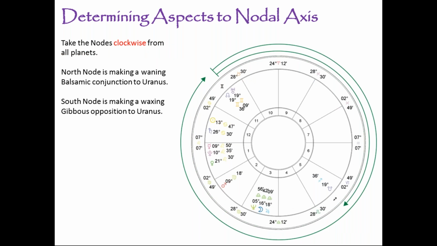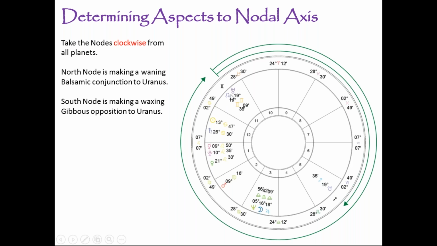In determining aspects to the nodal axis, we always start with the planet, regardless of which planet it is, and we move the nodes in a clockwise fashion. Oops, I said that wrong on the last slide. Counterclockwise is moving through the signs and houses. Clockwise with the nodes is reversing through the signs and the houses.